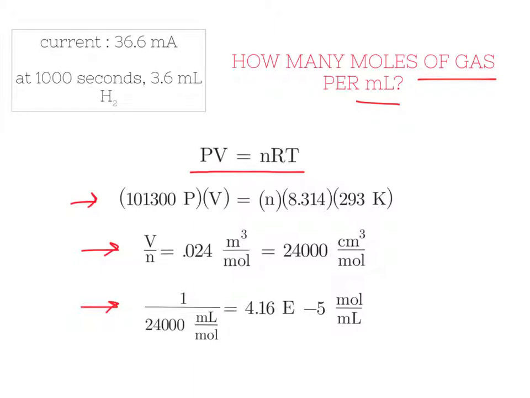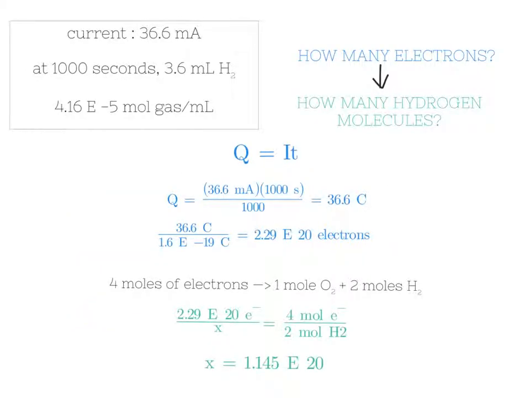And now you may be thinking, all right, cool, but we want to know specifically about hydrogen gas because that's what we're measuring. Now, by Avogadro's law, which, by the way, is not related to Avogadro's number, it states that equal volumes of all gases at the same temperature and pressure have the same number of molecules. So for this reason, we can use the value we just found for moles per milliliter when specifically talking about hydrogen. So the next thing we want to figure out is how many hydrogen molecules there are.